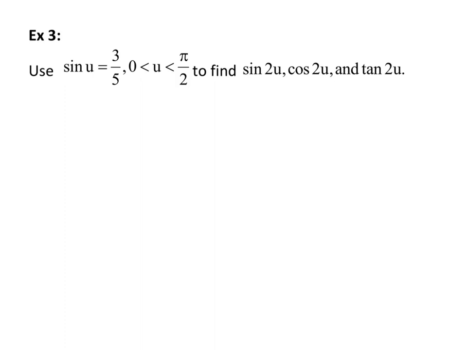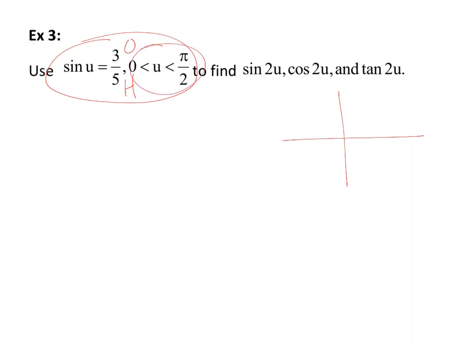All right, example 3, I have to find sine of 2u, cosine of 2u, and tangent of 2u, given this information here. Okay, so what do we have here? This is opposite over hypotenuse. This here implies that we're in quadrant 1. So opposite is 3, hypotenuse is 5, and the other side will be 4. So that's opposite, hypotenuse, and adjacent. Okay, and then sine of 2u. All right, this is my angle u here.